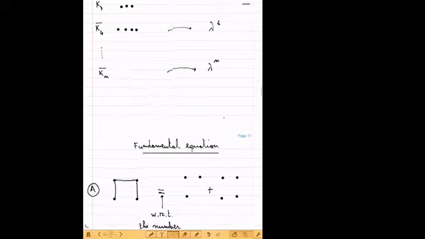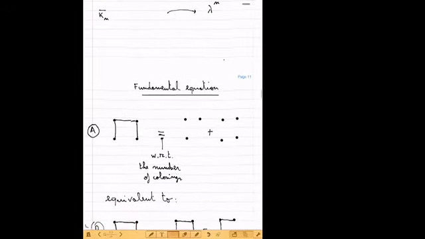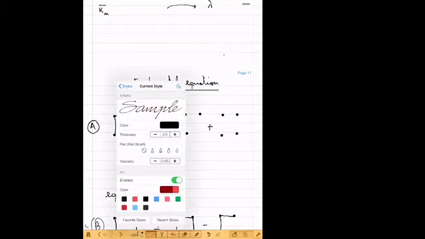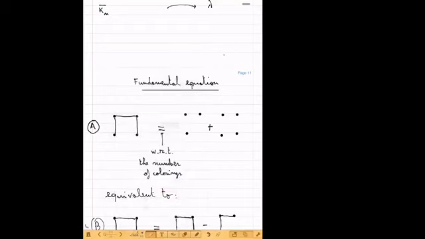This is called the fundamental equation. So let's explain each one of them. The first thing to observe is that this equation relates the number of colorings. It's meaningless to say one graph is equal to another graph, right? So we say that the number of colorings on the graph on the left equals the number of colorings on the graph on the right.